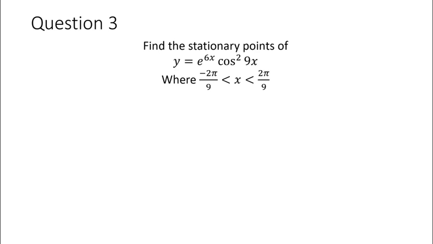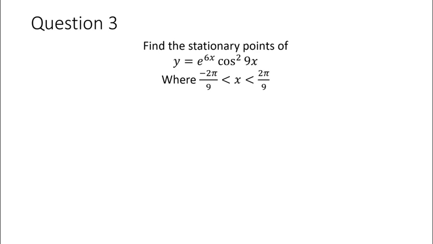So finding stationary points occur where the gradient equals 0. Such an important fact to learn. I'm almost certain something about stationary points will come up in at least one of the 2 papers.